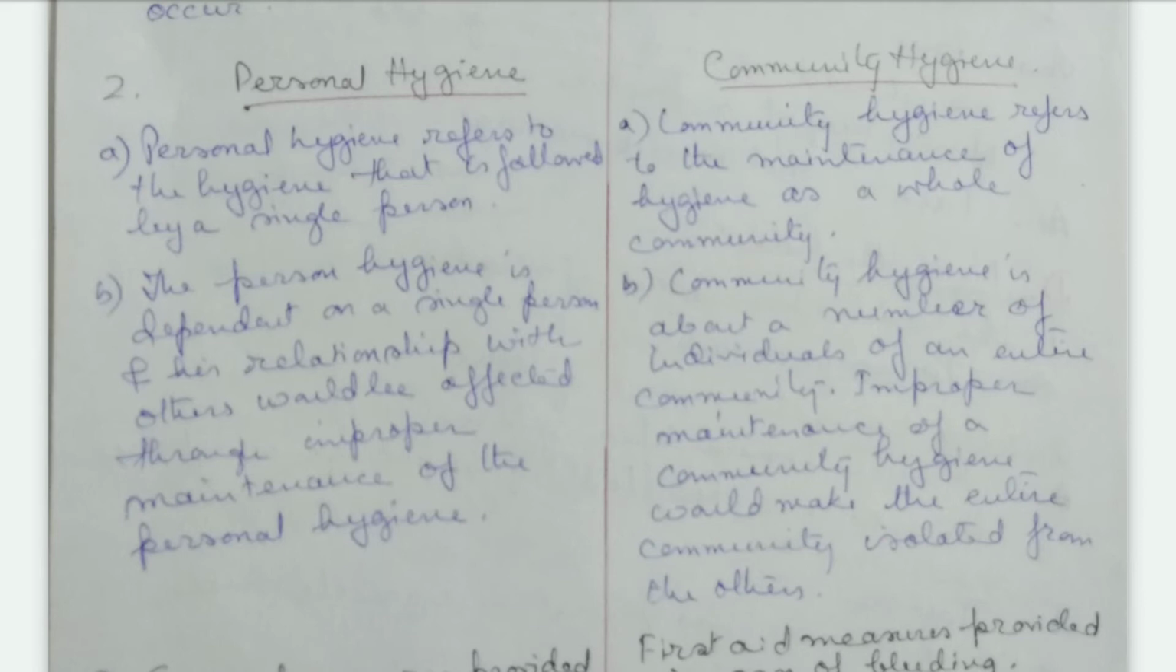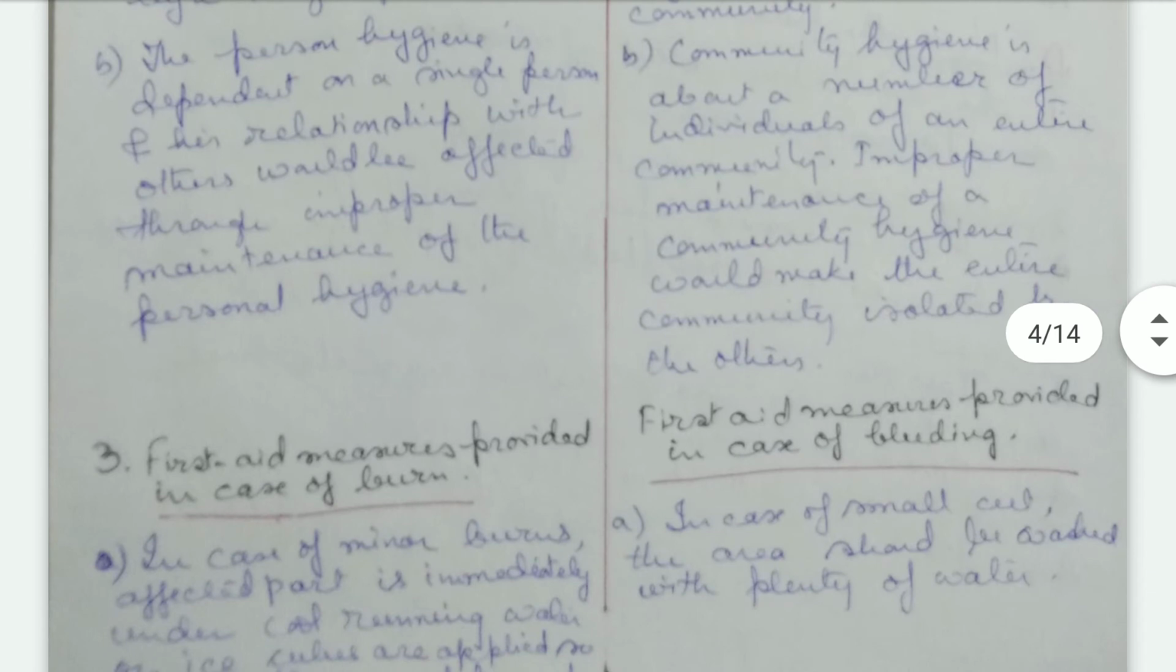Community hygiene is about a number of individuals of an entire community. So improper maintenance of community hygiene would make the entire community isolated from the others.